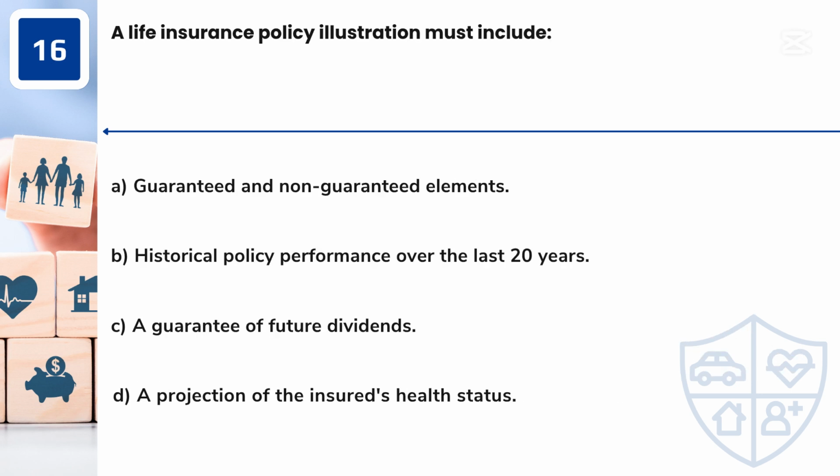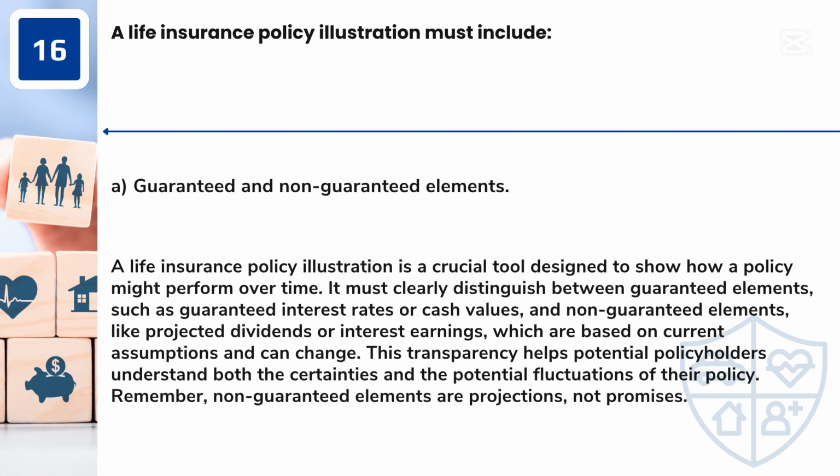Question 16. A life insurance policy illustration must include A. Guaranteed and non-guaranteed elements. B. Historical policy performance over the last 20 years. C. A guarantee of future dividends. D. A projection of the insured's health status. Answer: A. Guaranteed and non-guaranteed elements.